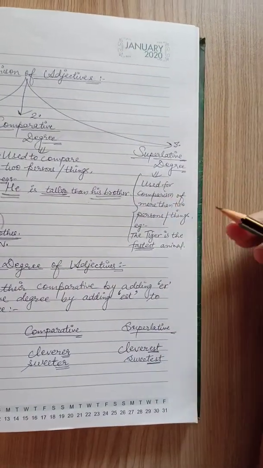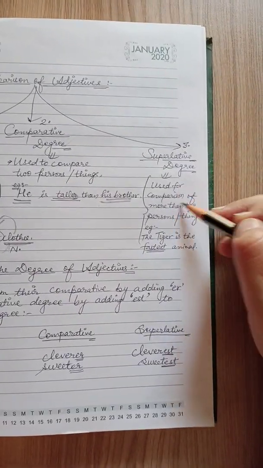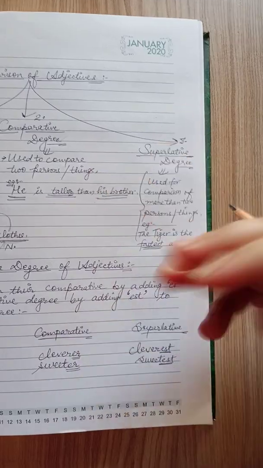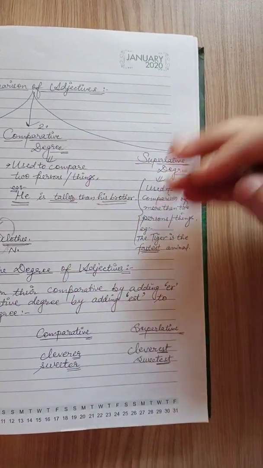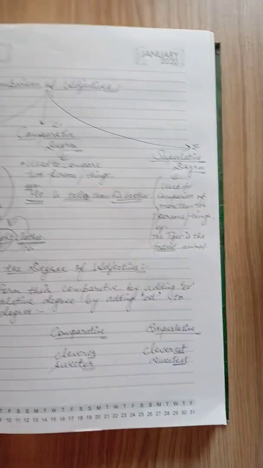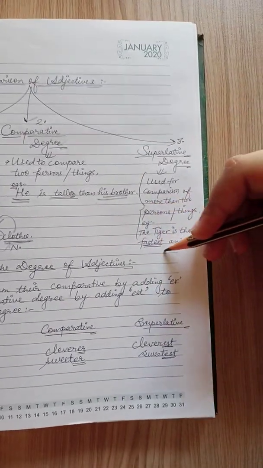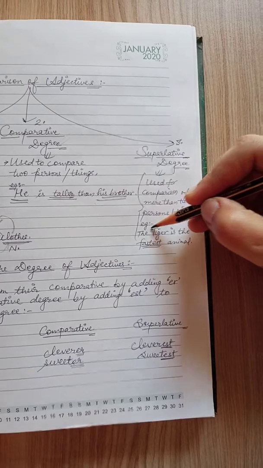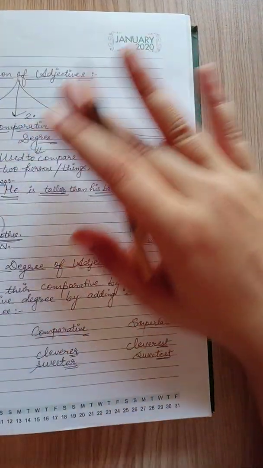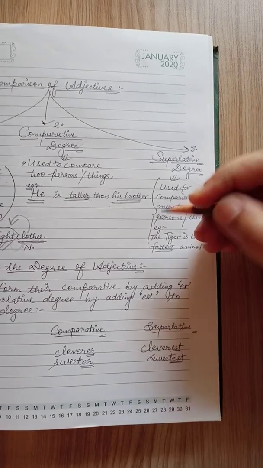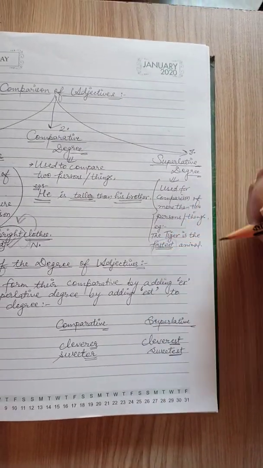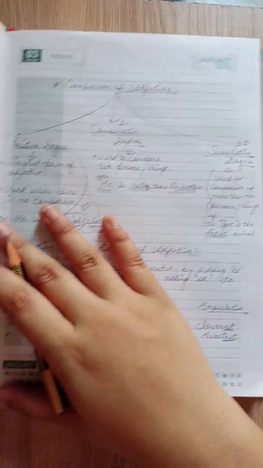And if I am talking of this superlative degree, it is used for the comparison of more than two persons or things. Whenever there is a comparison done of more than two persons or things, we are using superlative degree. The tiger is the fastest animal. Here tiger is being compared with all of the animals. The tiger is the fastest animal. So fastest here comes in our superlative degree, so it is a superlative degree adjective.